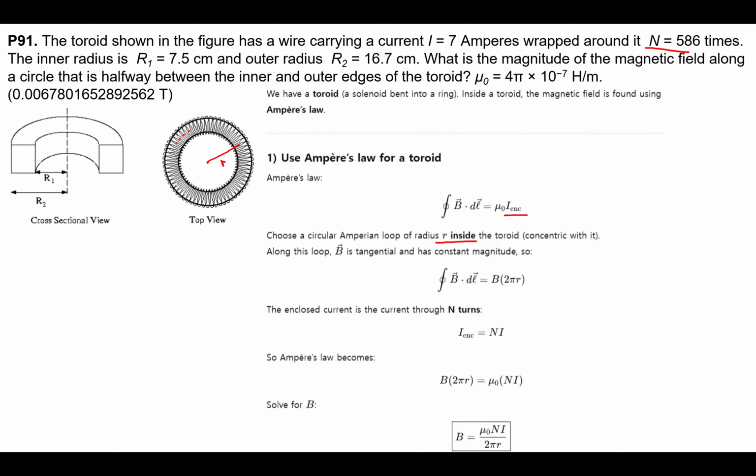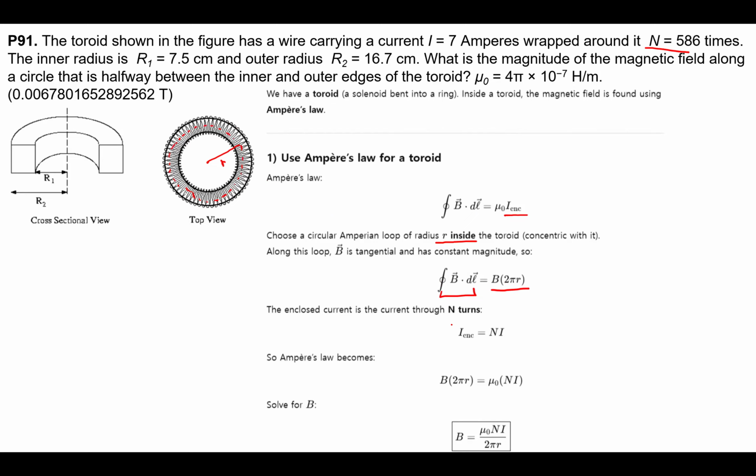And this is our closed loop, Amperian loop. Okay. And then we note that we'll have a constant magnetic field, and then it's going to be 2 pi r. If you integrate over this Amperian circle, then you will find out that if you do the integral, then you will get the length of the arc of the circles.